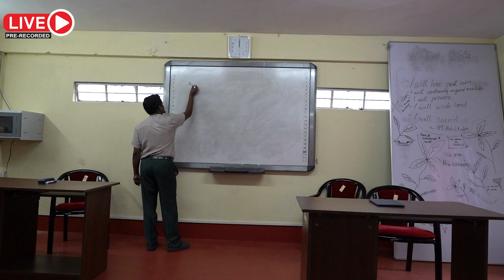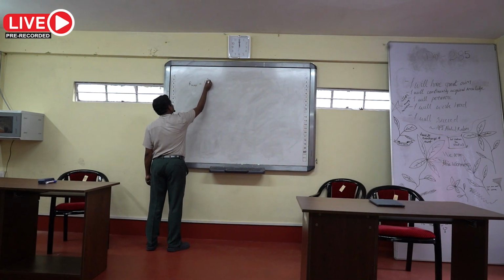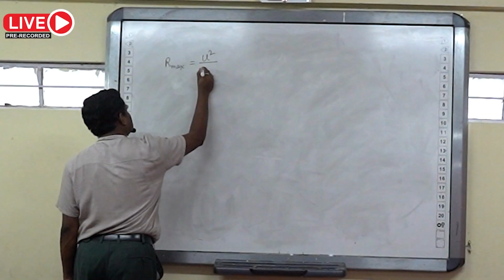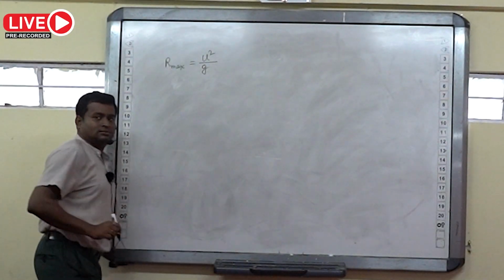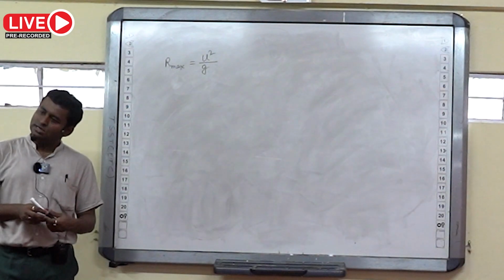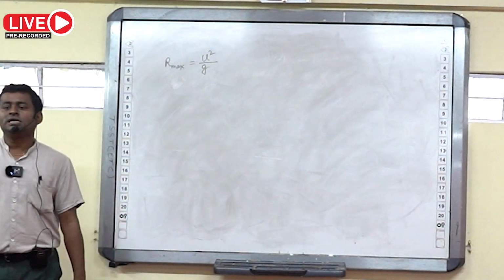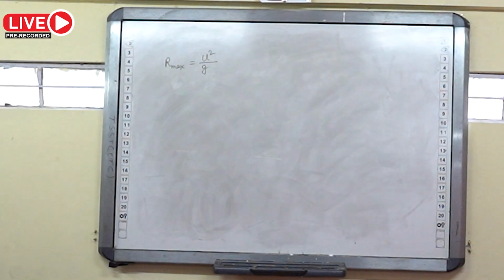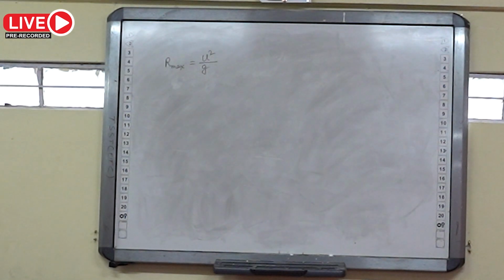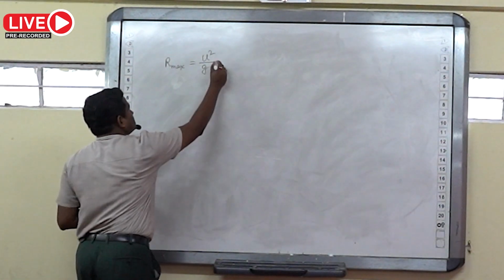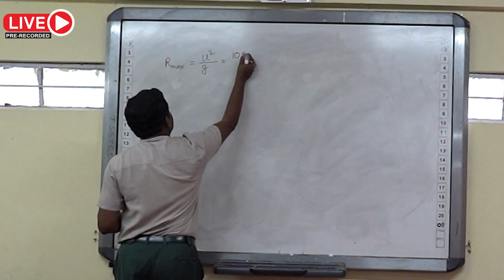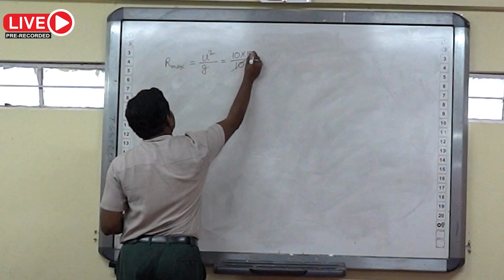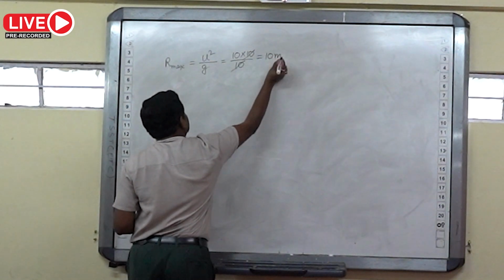R max is equal to U square by g, because range is U square sine 2 theta by g. For maximum range, sine 2 theta should be 1, so it will be U square by g only. Now, what is its value? 10 into 10 divided by 10, that is 10 meter.